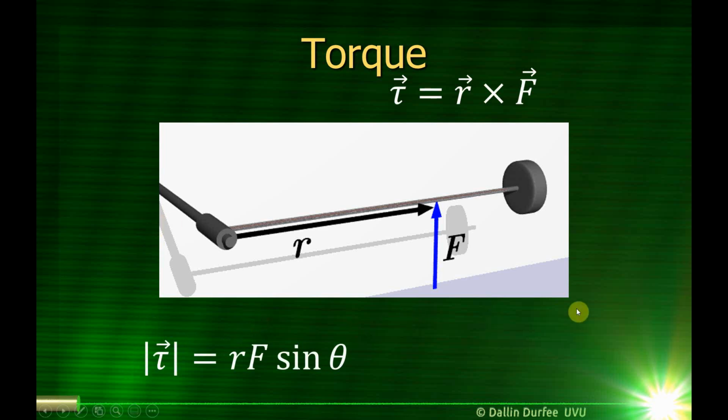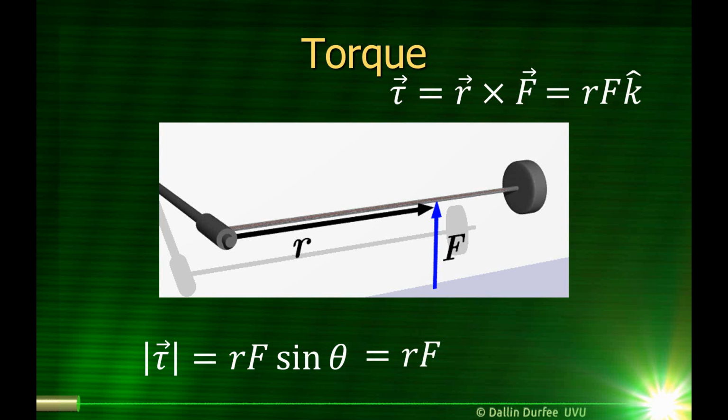And as you recall, if you've forgotten all about cross products, you might want to go back and review the video where we talked about vectors. But if you recall, the magnitude of R cross F is just the magnitude of R times the magnitude of F times sine of the angle between them. In this case, the angle between them is 90 degrees. And so the magnitude of the torque is just R times F. And so our torque vector is just RF times k hat. So RF in the z direction.